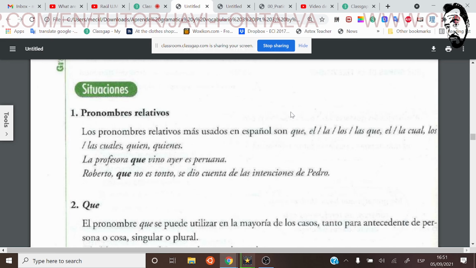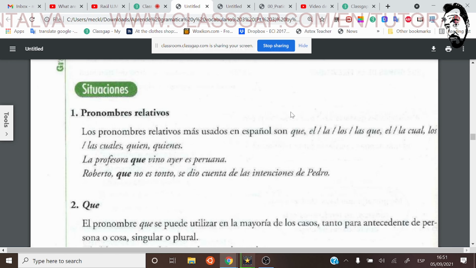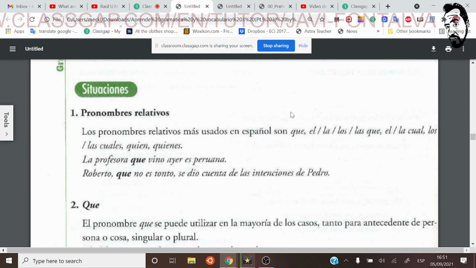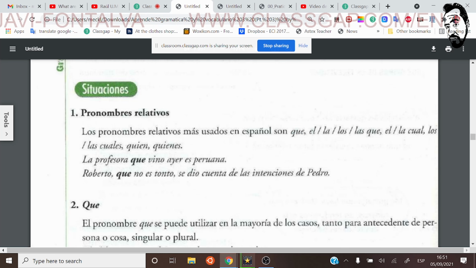Okay, so we're gonna talk about relative pronouns, or pronombres relativos. So what are those? Basically, these are words that we use to connect sentences. So you got this que, which is probably the one we use the most. Also, we can combine this que with el que, la que, los que, las que, or el cual, la cual, which is a more formal way. And also this quién.